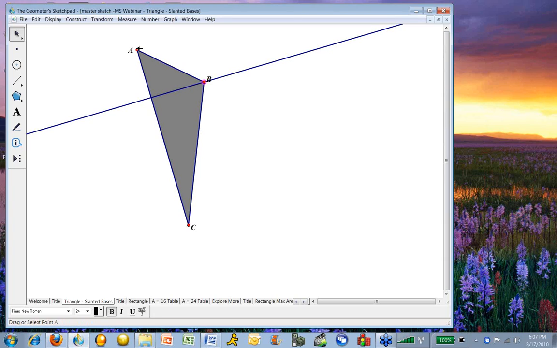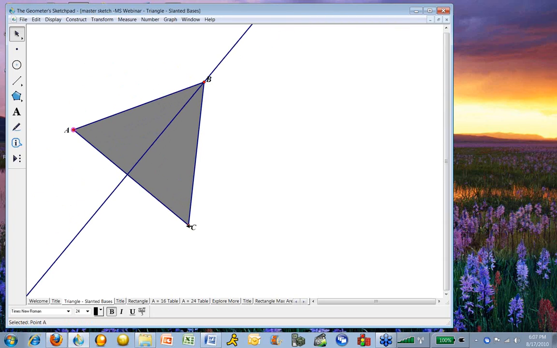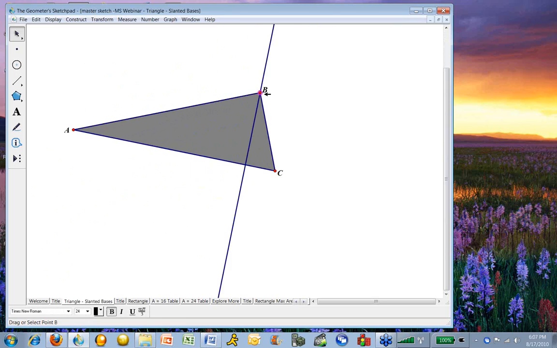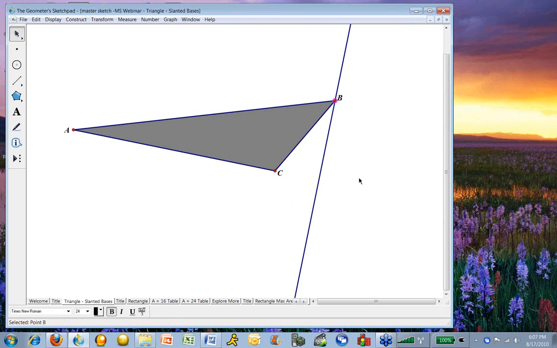Now I want to talk very quickly about what else you could do with this. How do you help the students relate that formula that they know, 1/2 base times height, when the altitude is outside of the triangle? They don't know how to calculate that because they can't see that connection. So one of the things we teach them is to extend the base. We're going to do that by making a line here. We're going to extend that.